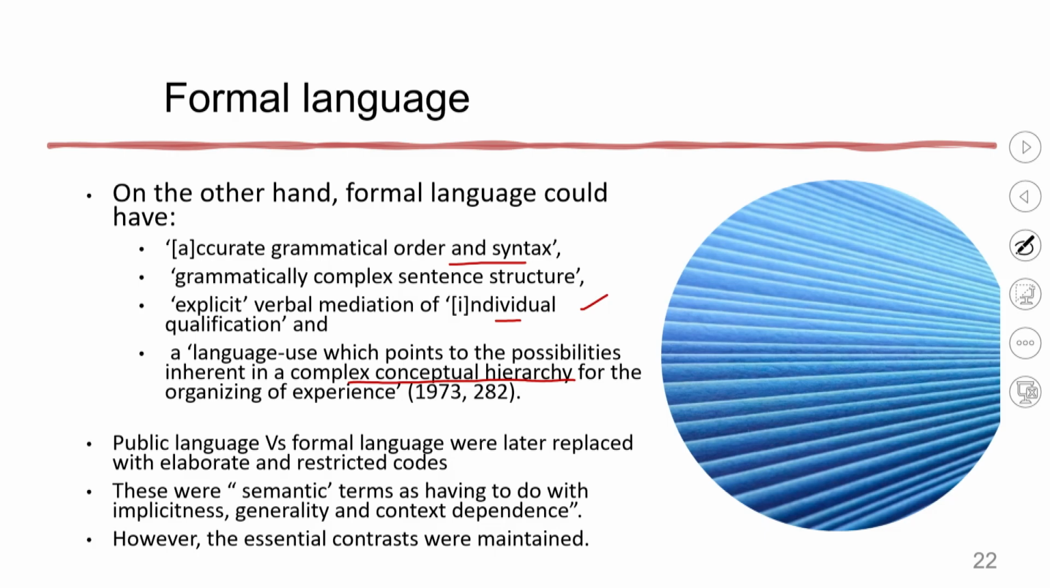This is how he puts it. So, formal language has the proper structure, while public language is not structured that well. That is how he started, and it was later replaced with elaborate and restricted codes. These were semantic terms, having to do with implicitness, generality and context dependence.